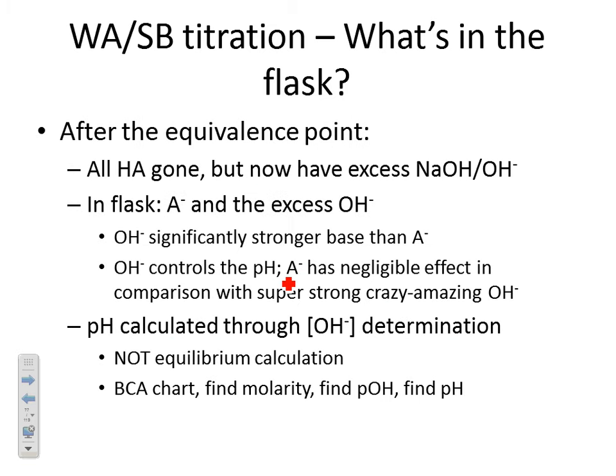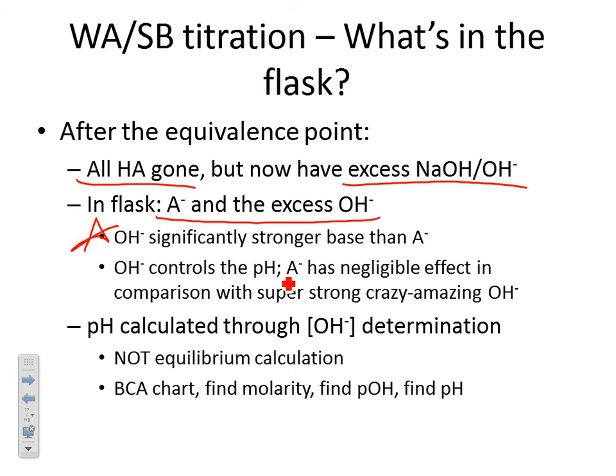After the equivalence point. So what if we move past the equivalence point? Well, things actually get a little simpler here. All of our HA is gone because that was gone at the equivalence point, but now we have excess strong base. I'm going to say just hydroxide. So what you have in the flask is both A minus and OH minus. So you have two bases.